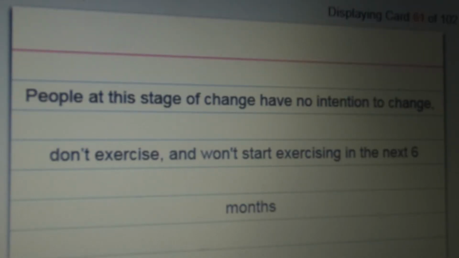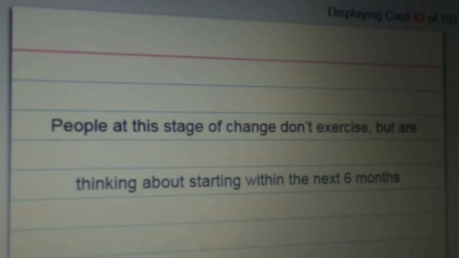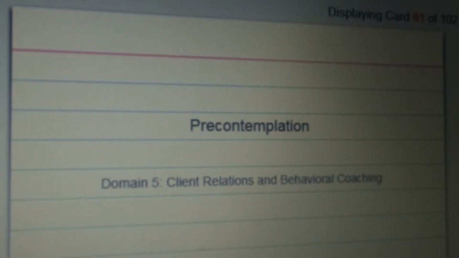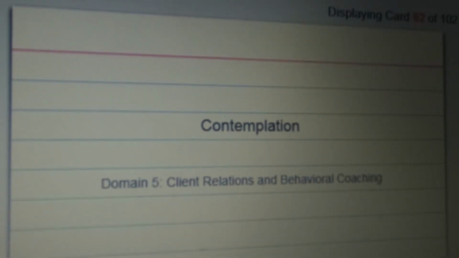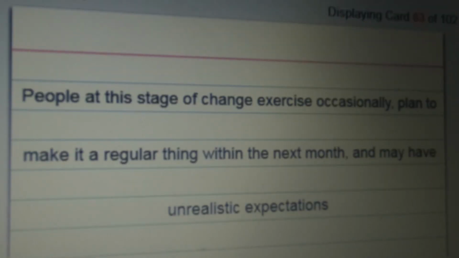People at this stage of change have no intention to change, don't exercise, and won't start exercising in the next 6 months. Pre-contemplation. People at this stage of change don't exercise but are thinking about starting within the next 6 months. Contemplation. People at this stage of change occasionally plan to make it a regular thing within the next month and may have unrealistic expectations. Preparation.